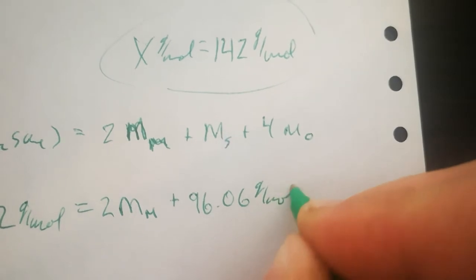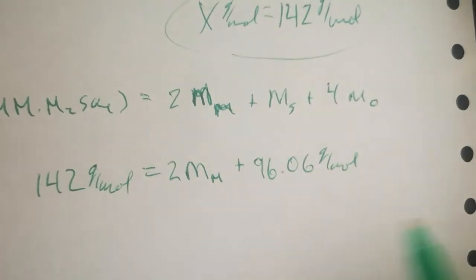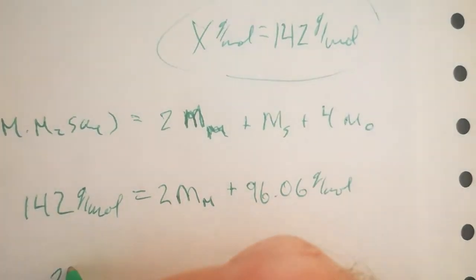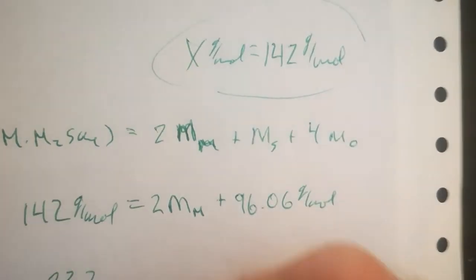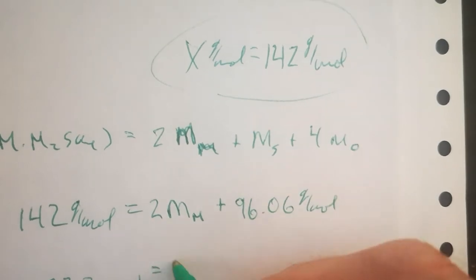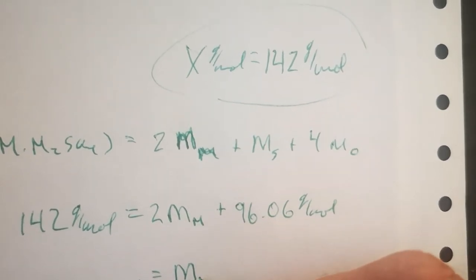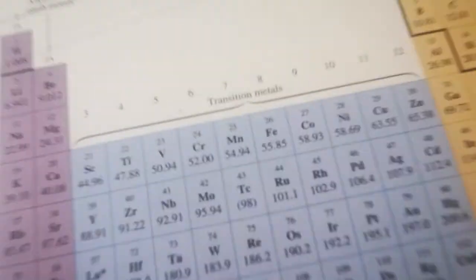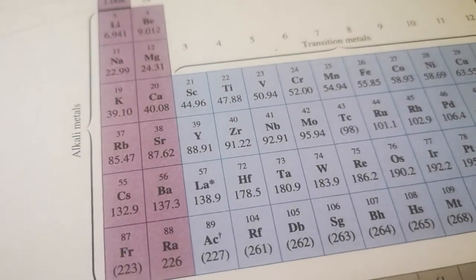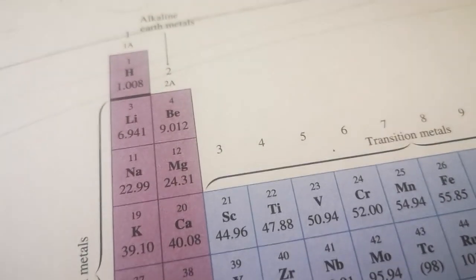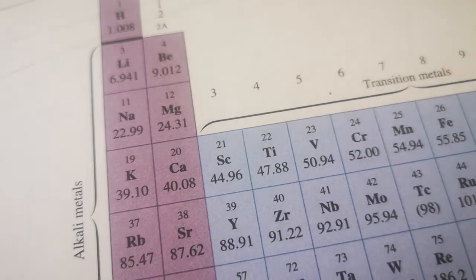96.06 grams per mole. We do a little bit of arithmetic here, and I believe we end up with somewhere around 23.2, I think it is. 23.2 grams per mole is the molar mass here of M. If we check our periodic table, 23-ish grams per mole, where's sodium? 23 grams per mole. It's the group 1 metal. It's not lithium, it's 7. It's not potassium, it's 39. It's sodium.